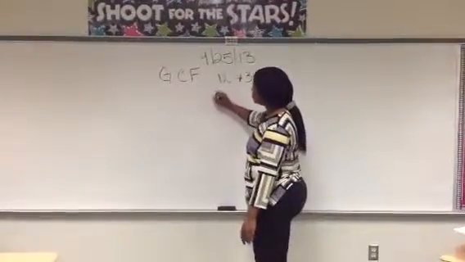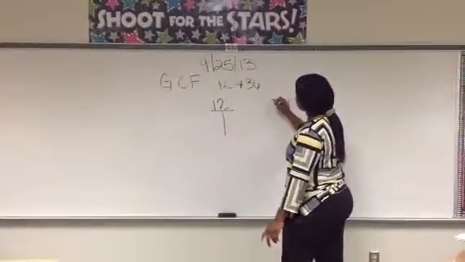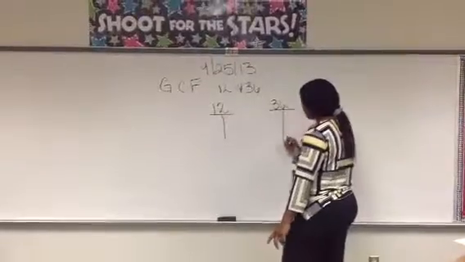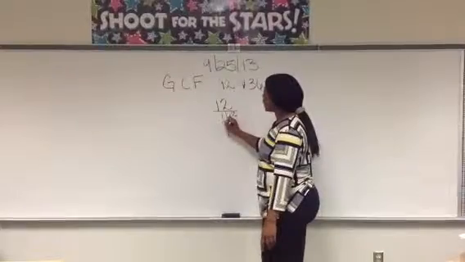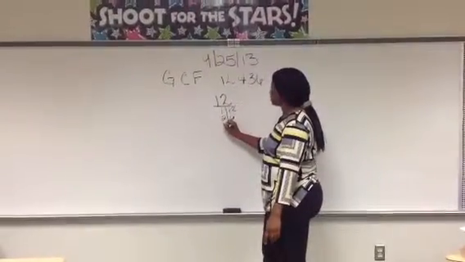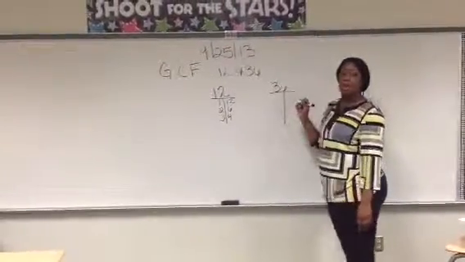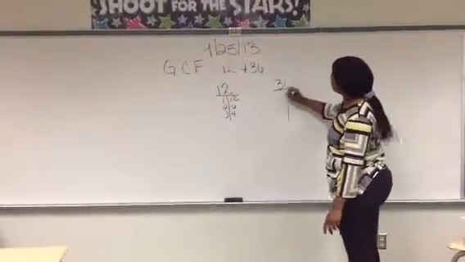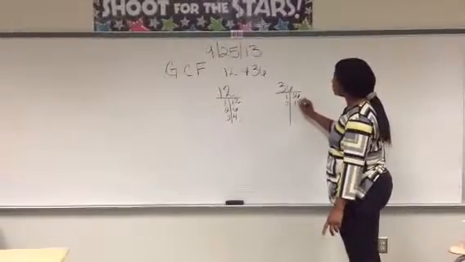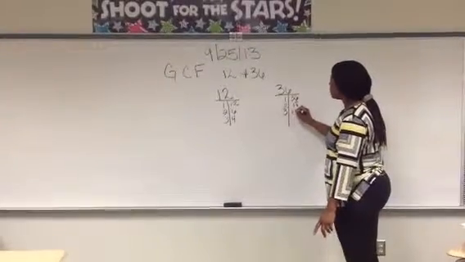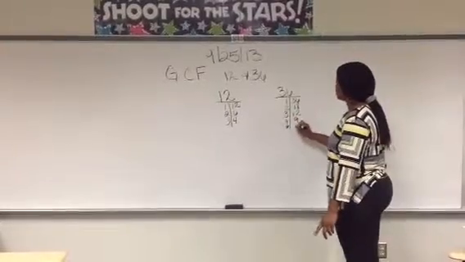The first way is to use T-charts. I need a T-chart for 12 and a T-chart for 36. Okay, here are my factors of 12. 1 and 12, 2 and 6, 3 and 4. Okay, now here are my factors for 36. 1 and 36, 2 and 18, 3 and 12, 4 and 9, 6 and 6.